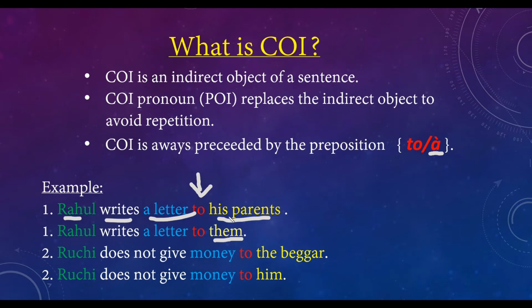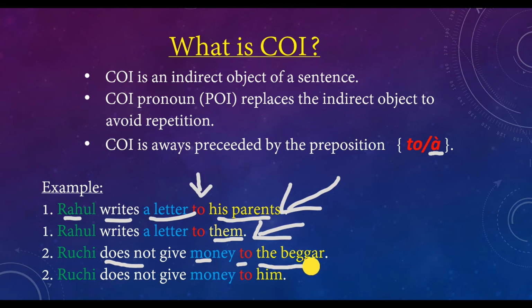Rahul writes a letter to his parents. Rahul writes a letter to them. Them is a POI and his parents is a COI. Let's see another example. Ruchi does not give money to the beggar. Here, Ruchi is the subject. You have the verb here. You have the COD here. You have the preposition. You have the COI. Now, we are interested in the COI.